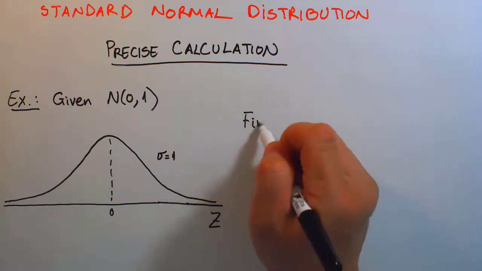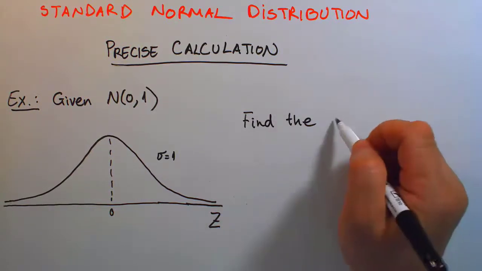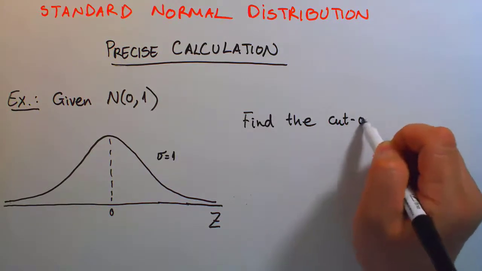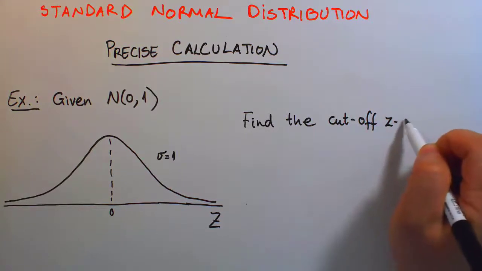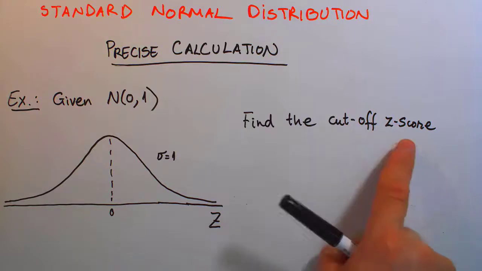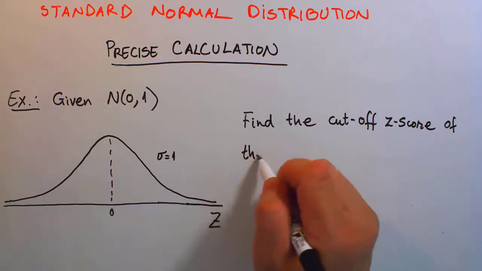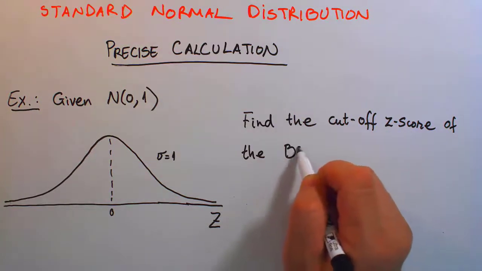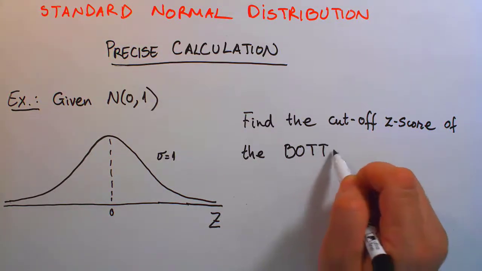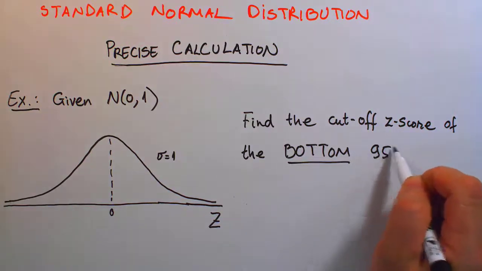I want to find the cutoff z-score, and because any value on this horizontal axis here is a z-score, let's get straight to the point here. Let's find the cutoff z-score of the, and I'm going to write it in capital letters right here, the bottom about 95%.